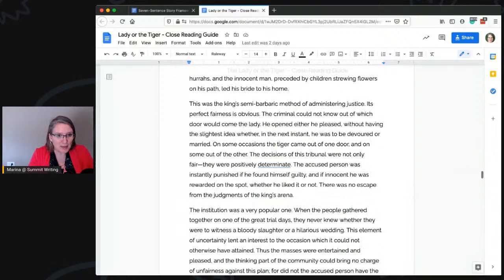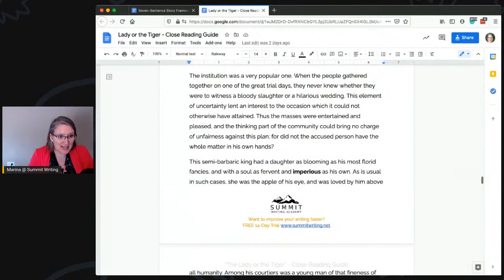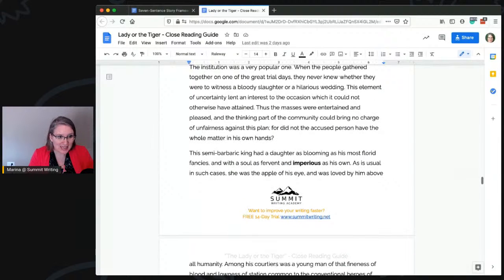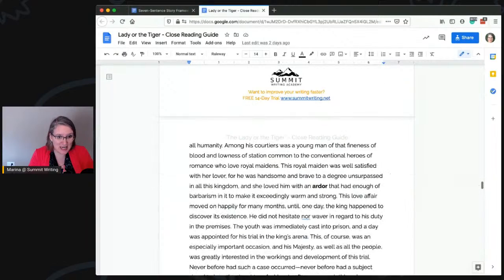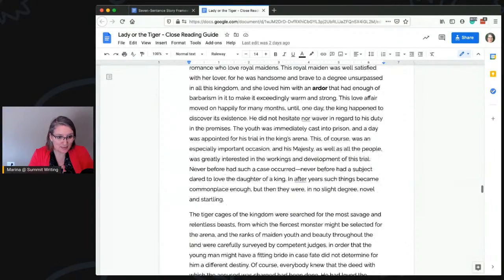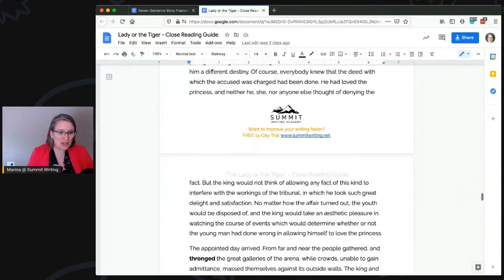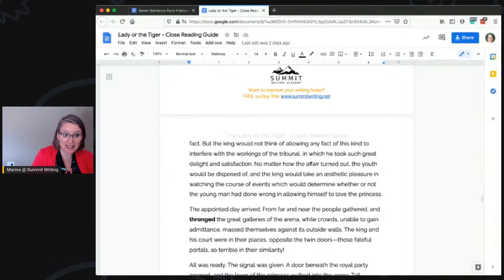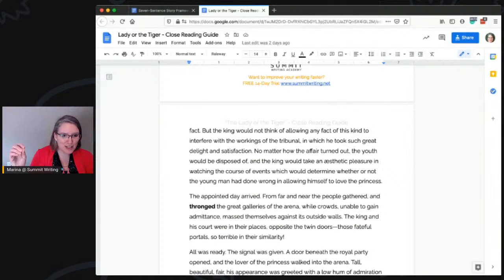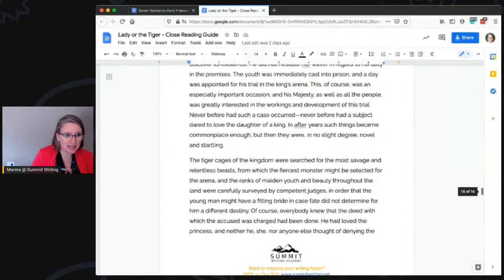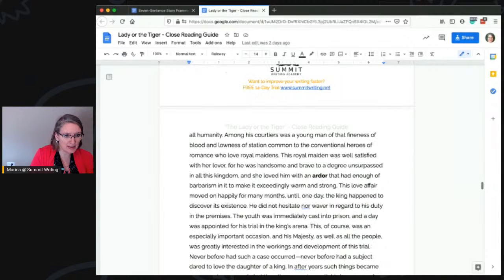So the problem was that the king is going to use this same system. But the king would not think of allowing any fact of this kind to interfere with the workings of the tribunal in which he took such great delight and satisfaction. No matter how it turned out, the youth would be disposed of. So he said, I don't care how it goes. All right.